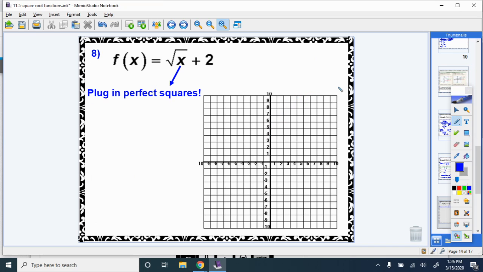All right, let's try another one. In this case, we can plug in perfect squares again. So let's go with 0, 1, 4, 9. The square root of 0 is 0, plus 2 is 2. The square root of 1 is 1, plus 2 is 3. The square root of 4 is 2, plus 2 is 4. The square root of 9 is 3, plus 2 is 5. This one was easier to plug in points. So we've got (0, 2), (1, 3), (4, 4), (9, 5). The only comparison I can think of would be translation up 2 units.